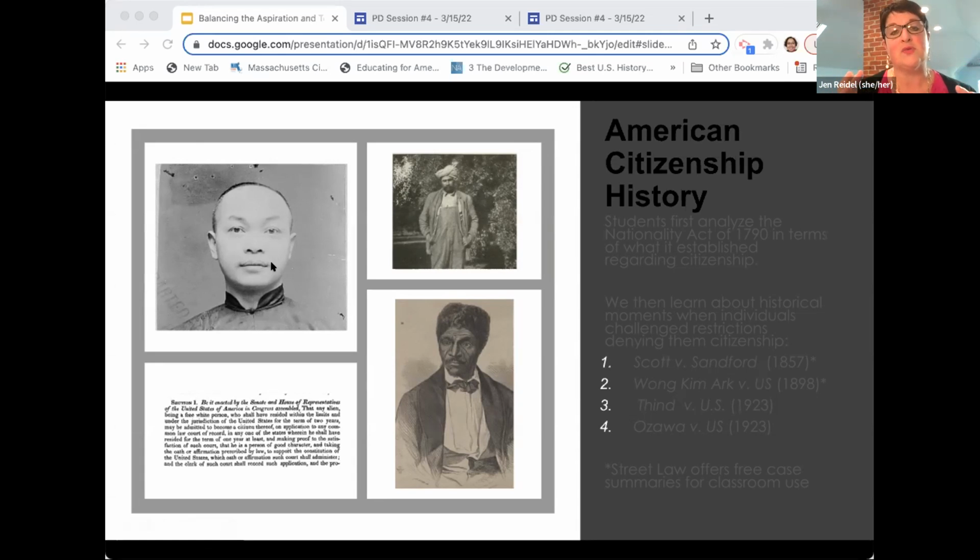And his story is one that kind of unpacks how citizenship and the construction of race are closely intertwined in America. And then the last case that we look at is Ozawa versus the United States, and that's a Japanese man who in the same time period as Bhagat Singh, he also has citizenship that he's on the cusp of, and then he loses it, and he challenges it.